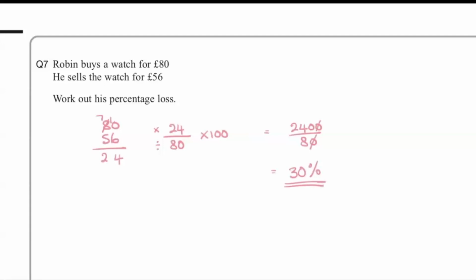Now, these questions can be percentage profit, they can be loss, percentage change, and they all work in exactly the same way, which is you work out the difference, put it over the original, there's the fraction you need, and then times through by 100. So that's a really good formula to be aware of.